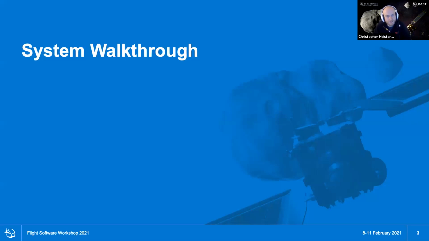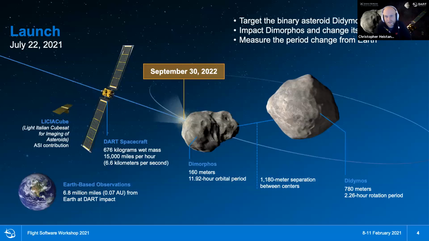So some system orientation slides to get you oriented. DART is the Double Asteroid Redirection Test. It has a single goal, and that is to move an asteroid. So we are a spacecraft that is targeting the Didymos binary system. It's two asteroids, a much larger one, 700 meters, and a smaller one, 160 meters. Dimorphos is the smaller one that is orbiting the larger one.